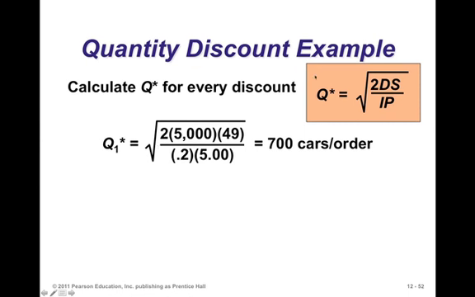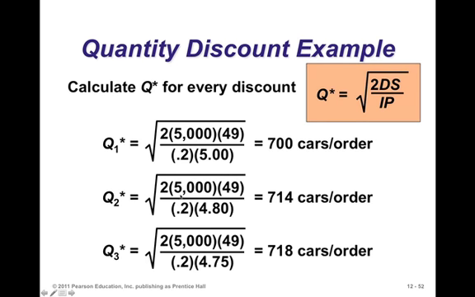So here's what we would do. We take the very first price at $5. We calculate the EOQ, the square root of 2DS over H, but H in this case is given by the interest rate times the price. So you see 700 cars, and that falls in the range of 0 to 999. So that's feasible. Now let's do the second one. We find out that it is 714. But guess what? That is not in the range of 1,000 to 1,999. So therefore, that is not feasible.